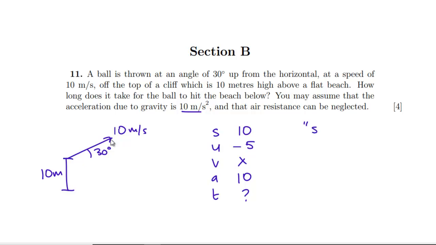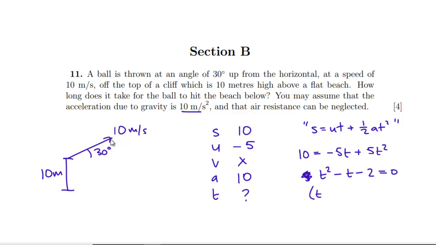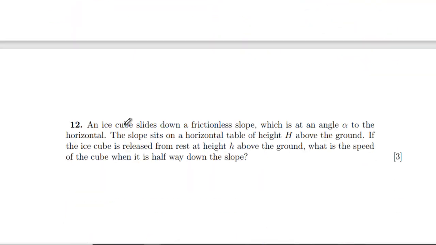So we're going to use s equals ut plus a half at squared to get that 10 is -5t plus 5t squared. So let's get rid of all the 5s. t squared minus t minus 2 equals 0. (t minus 2)(t plus 1) is 0, so t is equal to 2 seconds, because we don't want to go 1 second into the past to see where it would have come from. So a nice easy starter.